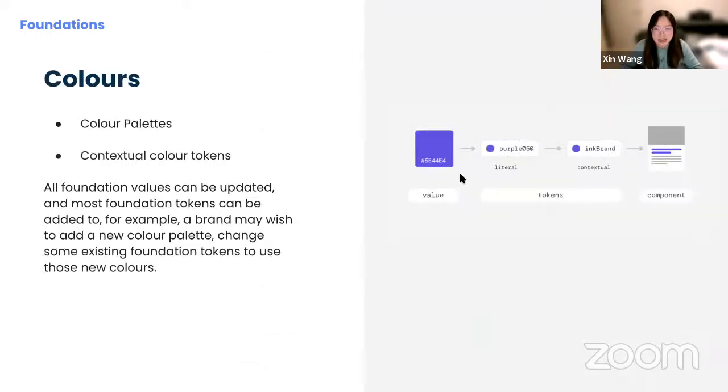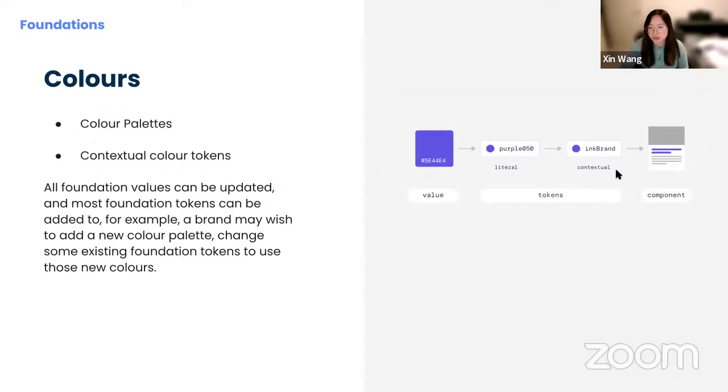Well, the colors are slightly different. So in colors, we have two sets of variables. We have the literal tokens and the contextual tokens. The literal tokens are basically adding a level of abstraction to our hard-coded hex value. Let's say that now you want to change it to a different shade of purple. Instead of finding everywhere in your code where this hex code is used, you can just change it in one place, and it will be applied to every component using this token. And in most cases, a literal token is a one-to-one map.